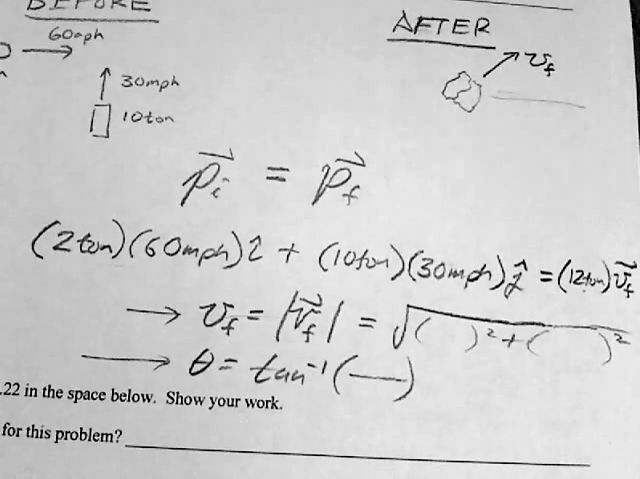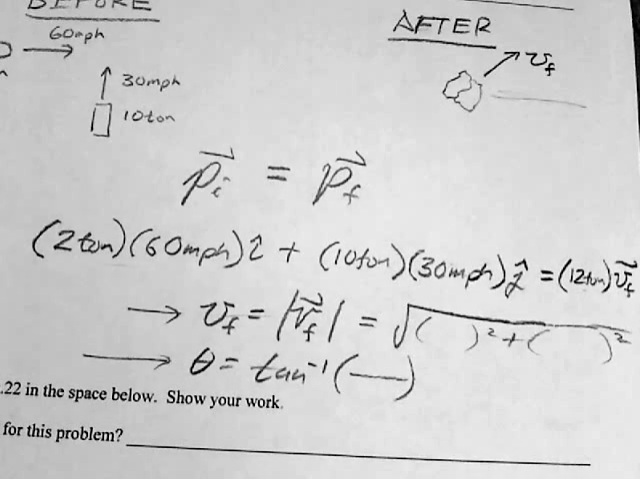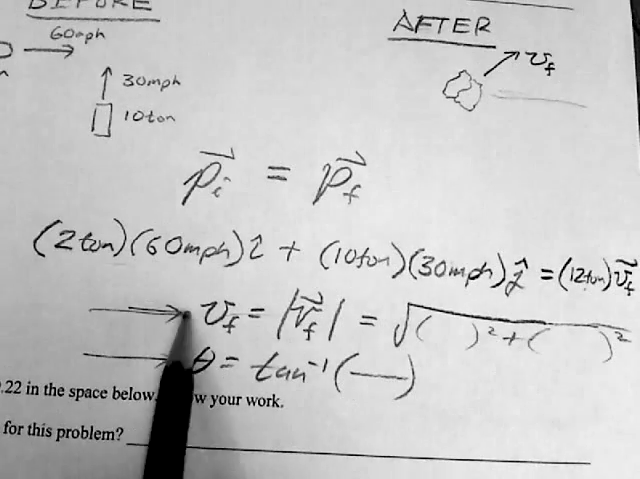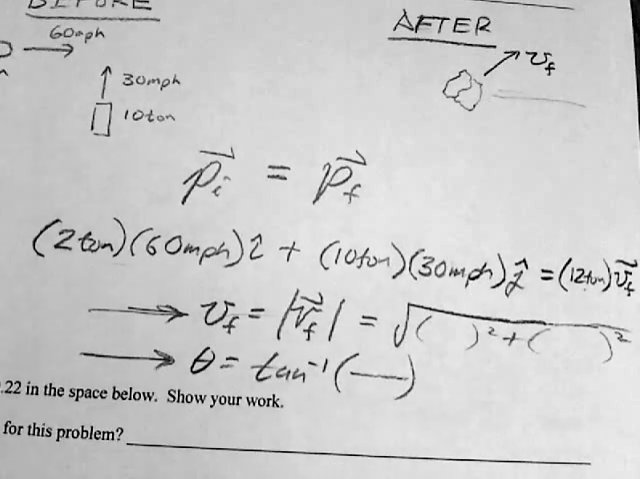Alright, so it's important to give magnitude and direction for this problem because it says find the velocity. It says find the velocity of the two vehicles, and velocity means both magnitude, speed, and direction, theta.